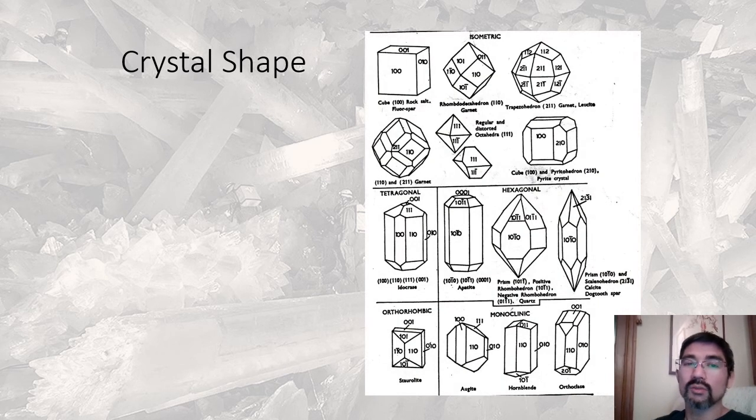So let's go into crystal shape. There are all kinds of ways of categorizing crystal shapes. Some are cubes, like salt. Ice would qualify as a mineral, and if we look at a snowflake, that's a specific type of crystal shape that ice has.